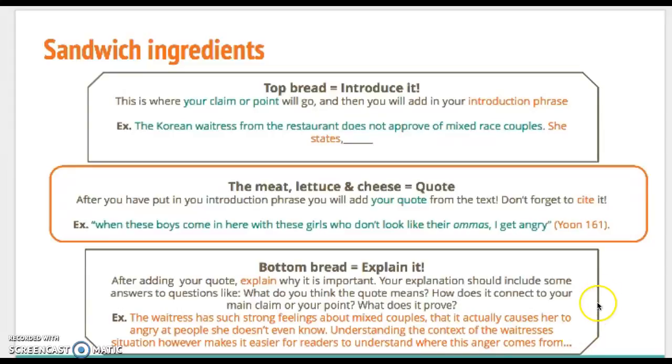So this right here is the sandwich technique. You use the top bread, which is your introduction, the middle, which is your quote, and then the bottom bread to explain it. So this bottom bread part, which is your explanation, is just really important because it enhances your claim or your argument. It helps you support why you are making this claim. So sometimes just using a quote is not enough. We have to put in our own reasoning behind it, and this just helps readers better understand what you are trying to say.